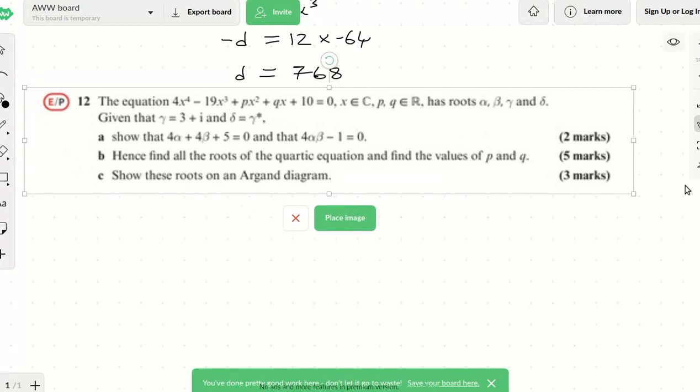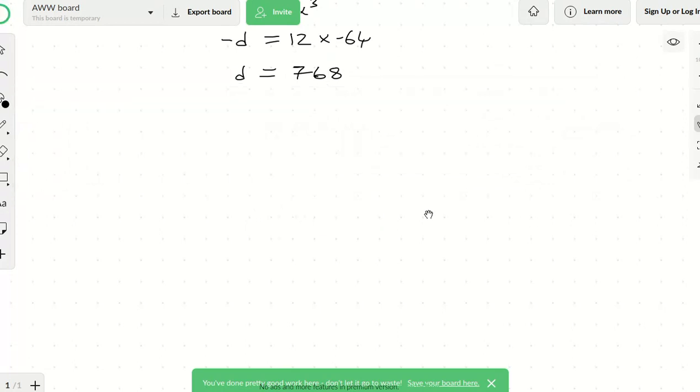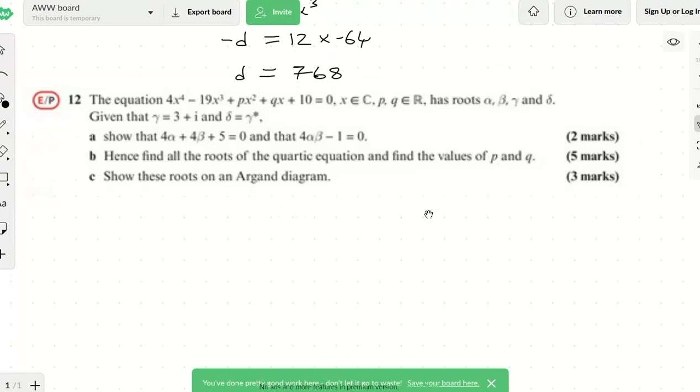So this one's going to be a little bit tougher, but we can just use the principles each time. Another principle I'm going to use is that roots occur in conjugate pairs in polynomials. Now that's particularly useful if one of the roots is a complex number, as it is here. We're told that the root for gamma, see that's how they draw gamma, much better than my gamma, is 3 plus i, and delta is gamma star.